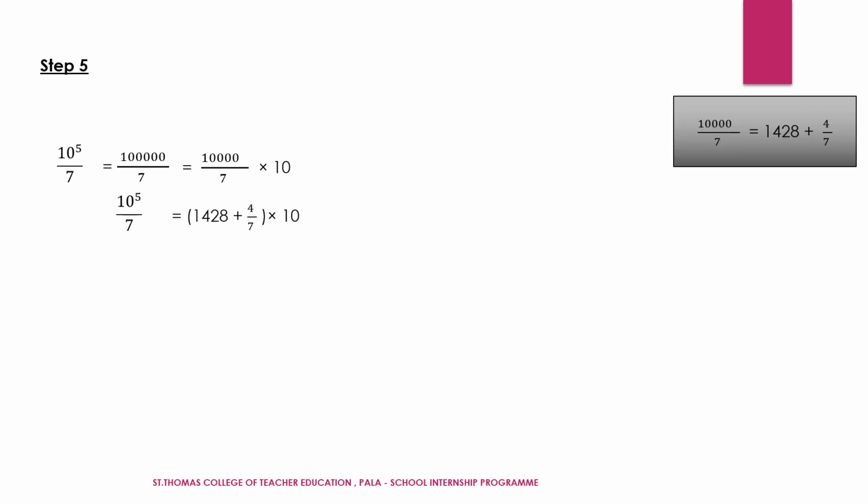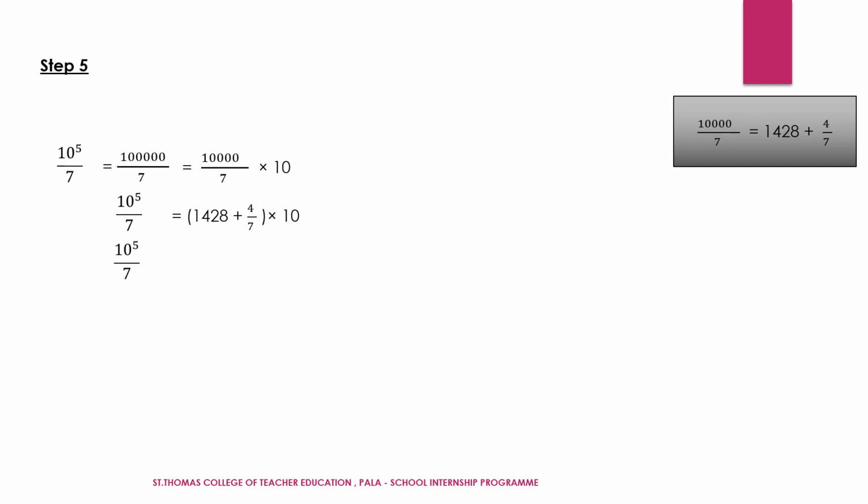Here we are considering 10 raised to 5 by 7, isn't it? That is 1 lakh by 7. Here we are splitting it as 10,000 by 7 into 10. And for more convenience, I am writing 10 raised to 5 by 7 instead of 1 lakh by 7. Okay. Yes, we split it as 1428 plus 4 by 7 into 10, as we got 10,000 by 7 from the previous slide.